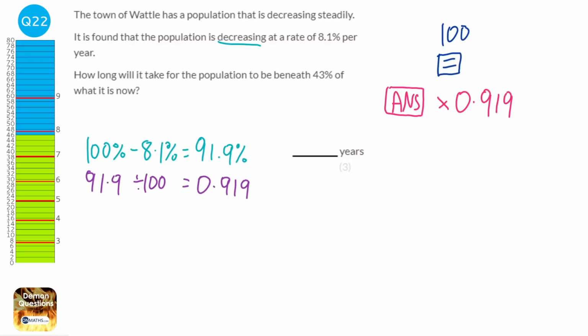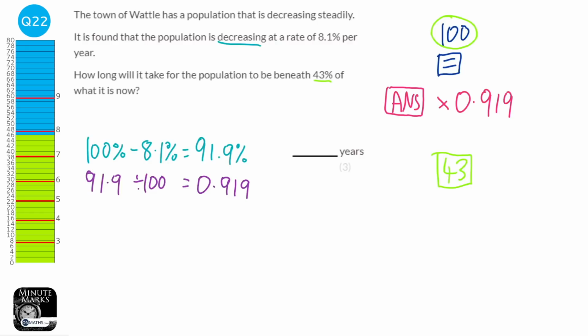Every time we press the equals button, it's just going to keep decreasing it by 8.1%. We're going to count the number of times we have to press the equals button, because every time we press it, it counts as a year. When we first press it, it's going to be 91.9. Then press it again, it's going to be 84.4. So we're waiting for it to be beneath 43%. If we started off with 100, we're looking for it to be below 43.